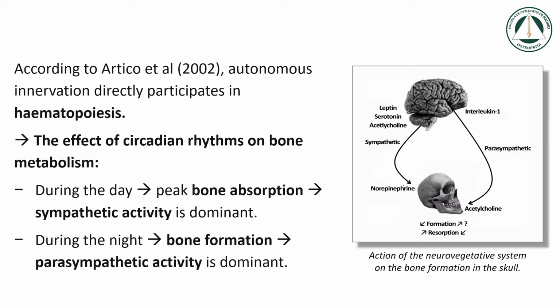According to Artico et al., 2002, autonomous innervation directly participates in hematopoiesis. The effect of circadian rhythms on bone metabolism. During the day, there is a peak of bone absorption, where the sympathetic activity is dominant. During the night, there is bone formation, where the parasympathetic activity is dominant. The picture on the right side shows the action of the neurovegetative system on the bone formation of the skull.